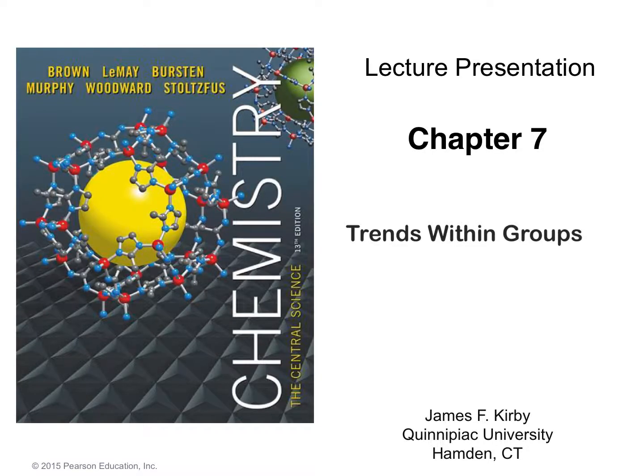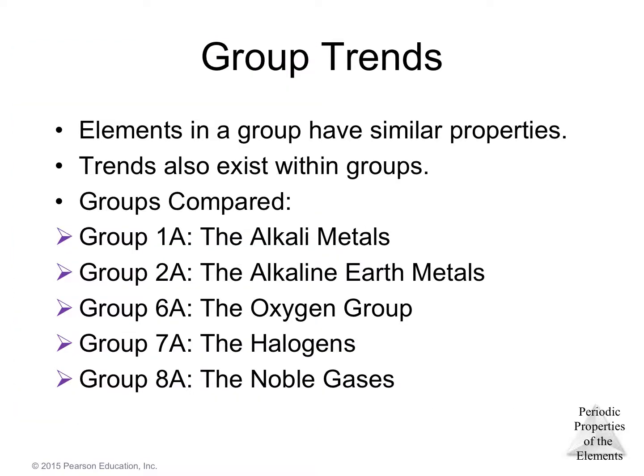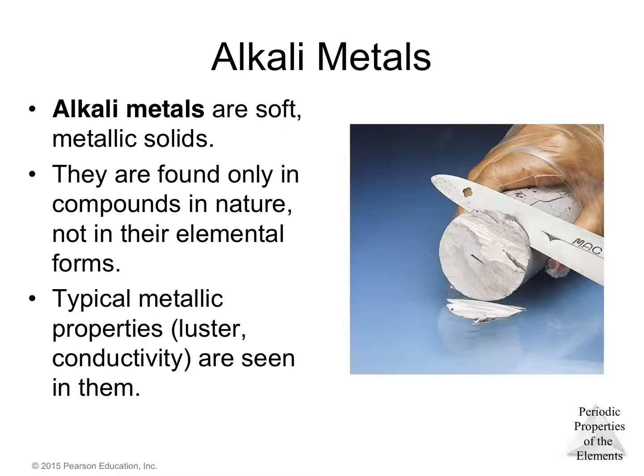In this video, we're going to be looking at some trends that occur within the groups on the periodic table. The groups that we're going to be looking at are the alkali metals, the alkaline earth metals, the oxygen group, the halogens, and the noble gases. Let's start with the alkali metals.